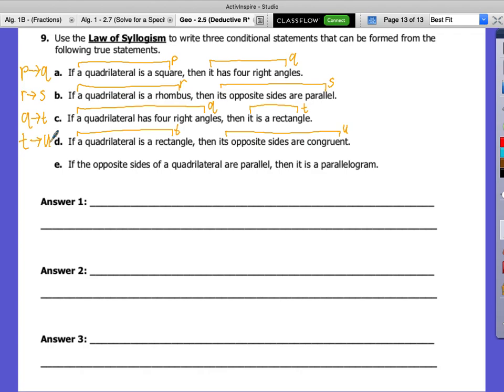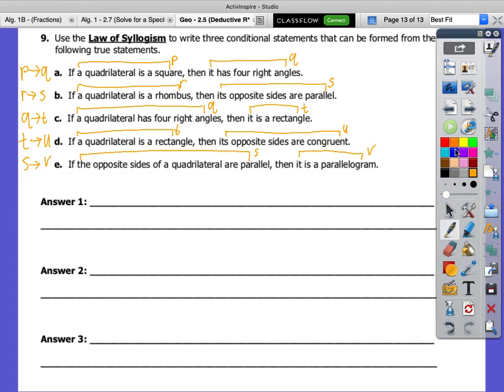9. If the opposite sides of a quadrilateral are parallel, what was that? That was our S. Then it is a parallelogram. That's V. If S, then V. We're going to go over one of these answers, and then we'll be done for now, okay? So hold with me for one of these answers.